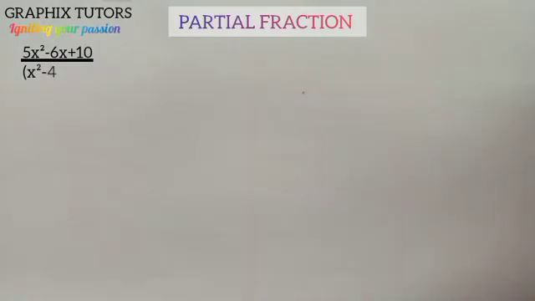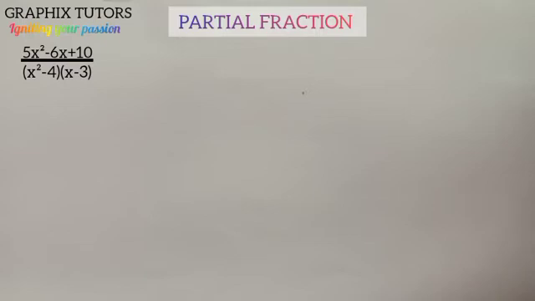If you look at the front of the screen, you see a question on partial fraction that says we should simplify this expression: 5x squared minus 6x plus 10 all over x squared minus 4 in bracket multiplied by x minus 3 in bracket, in partial fraction.